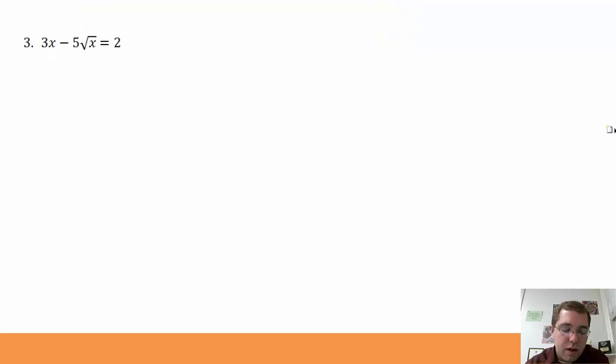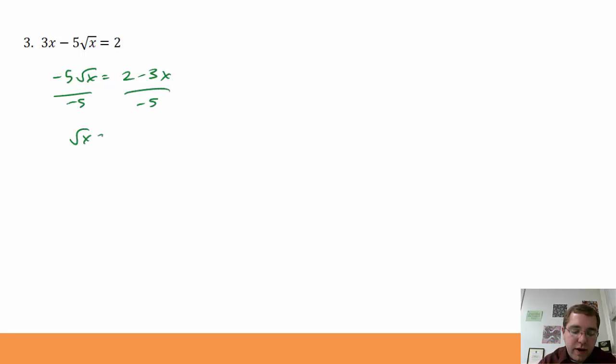Number 3. 3x minus 5 square root of x equals 2. Isolate the radical. I subtract 3x to the other side. I divide both sides by negative 5. So the square root of x is 2 minus 3x over negative 5. Now I square both sides.